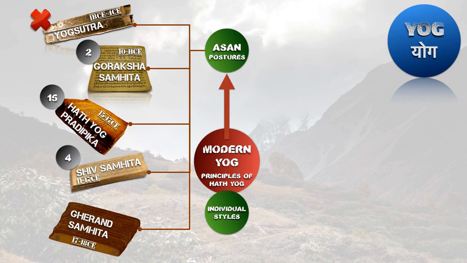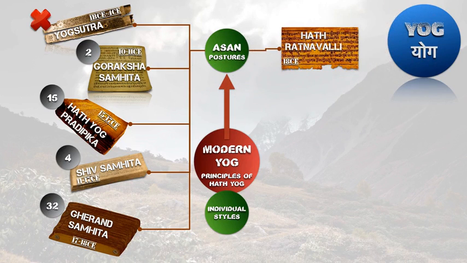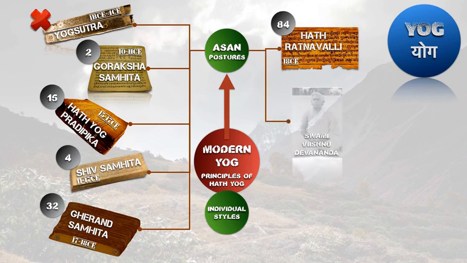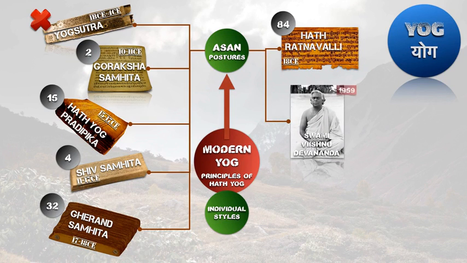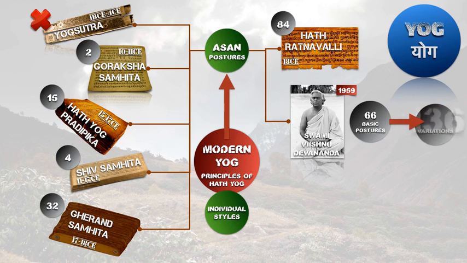The Gheranda Samhita mentions 84 asanas as all the previous texts do, but is the first one to describe 32 asanas. Hatha Ratnavali is one of the first texts to attempt a listing of all the 84 asanas and describe them. Swami Vishnu Devananda in 1959 first published a compilation of 66 basic postures and 136 variations of those postures.